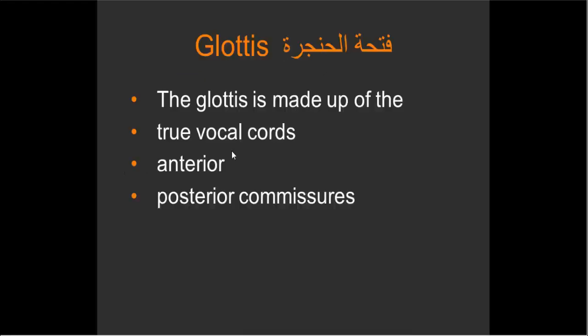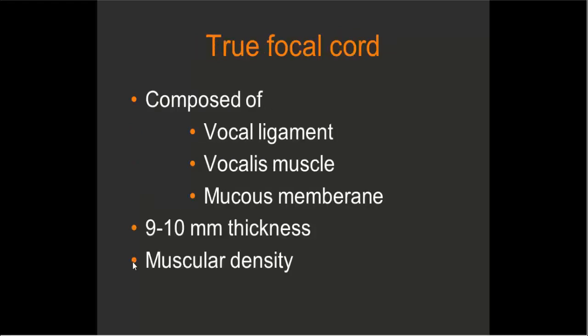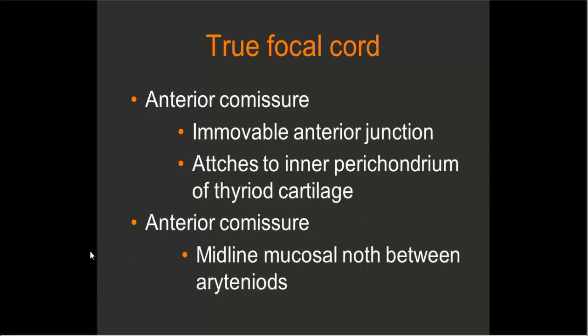The glottis is made up of the true vocal cords and the anterior and posterior commissures. The true vocal cord is composed of the vocal ligament, vocalis muscle, and mucous membrane. It is 9 to 10 mm in thickness with muscular density. Its muscular density differentiates it from the false vocal cord, which is fat density.